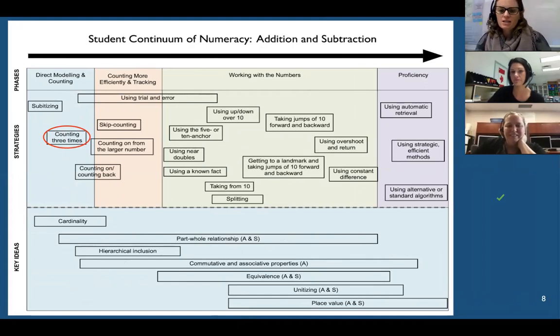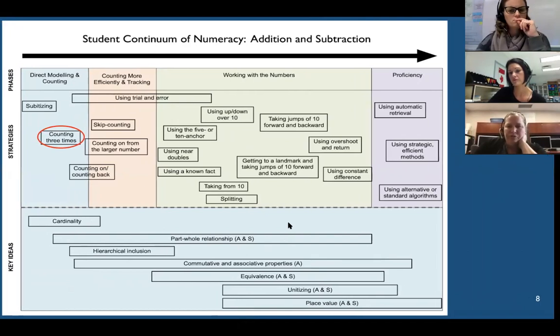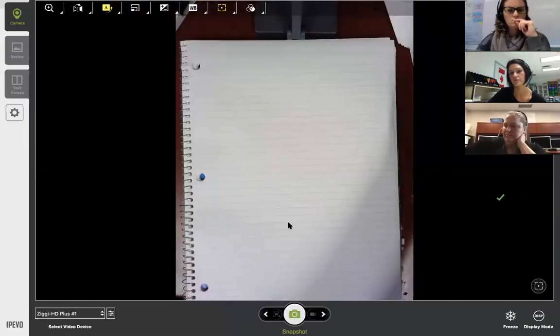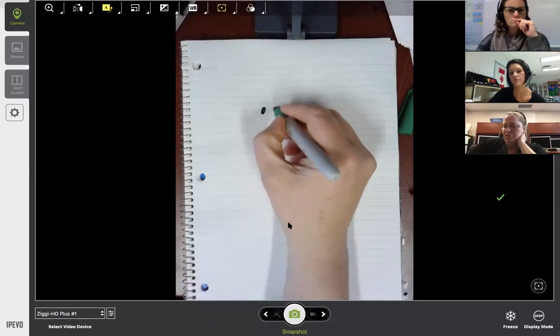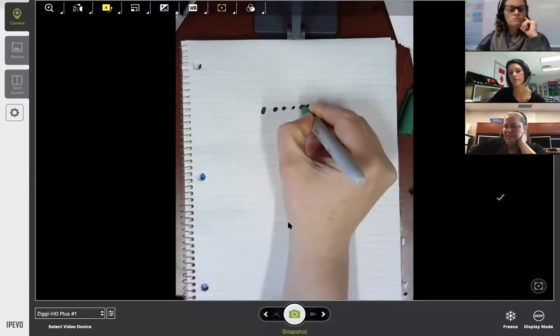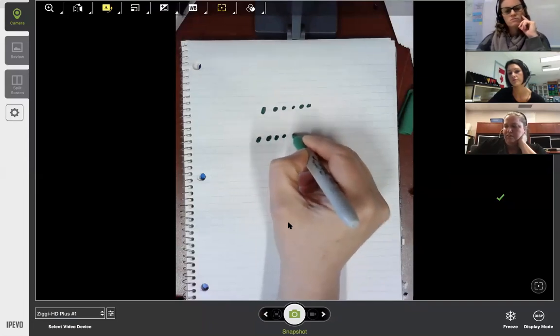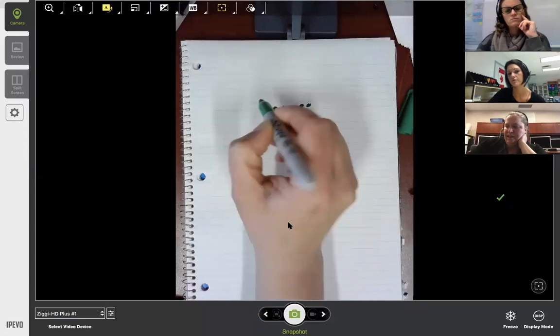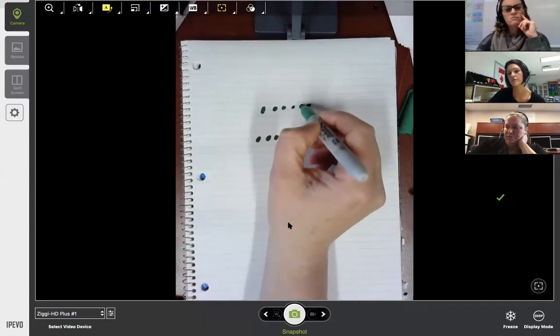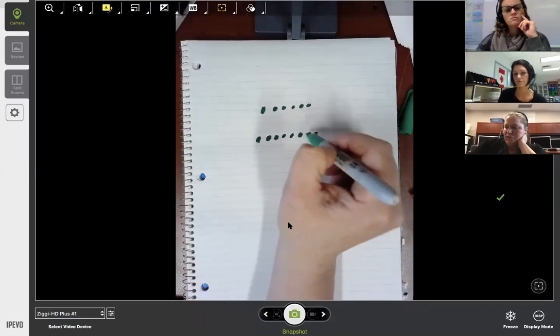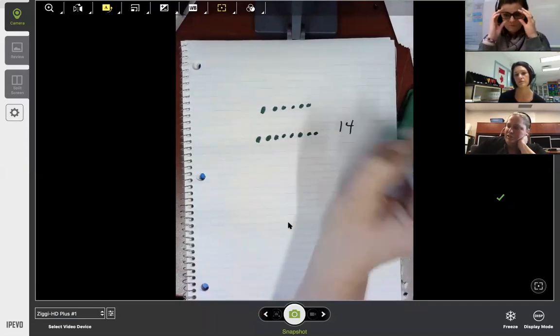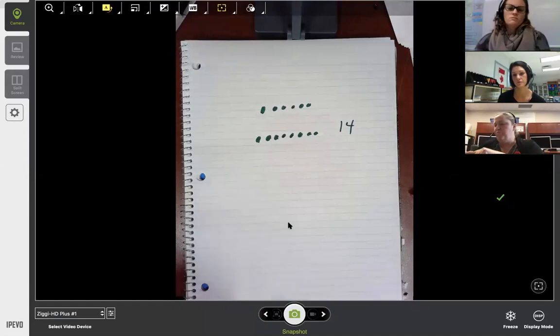That was good. Okay, because they can do it with drawings too, right? They can draw out the sets, which you sometimes see. So they could draw, we were doing 6, so they could draw 1, 2, 3, 4, 5, 6, or they could draw and then draw out 8, 1, 2, 3, 4, 5, 6, 7, 8, and then count 1, 2, 3, 4, 5, 6, 7, 8, 9, 10, 11, 12, 13, 14. So that would also be counting 3 times.